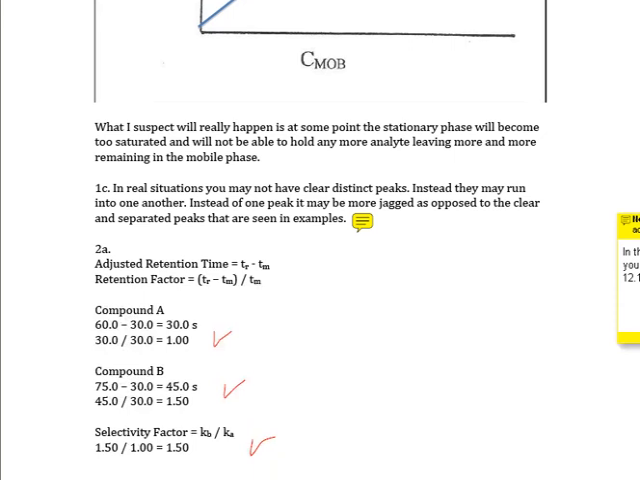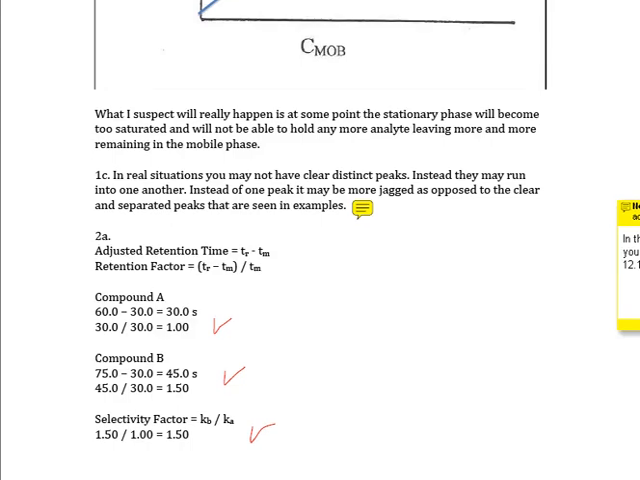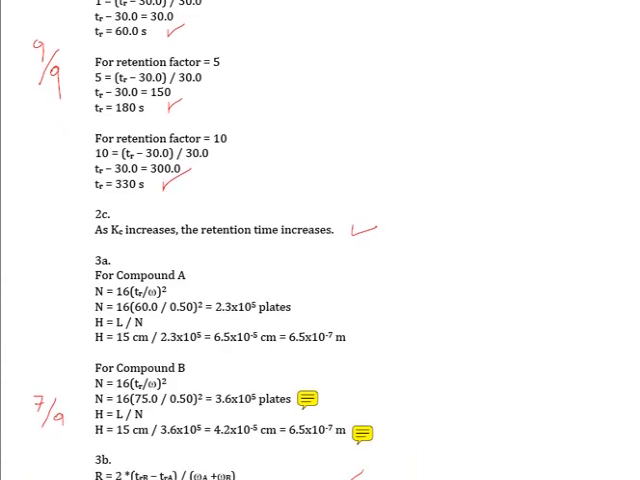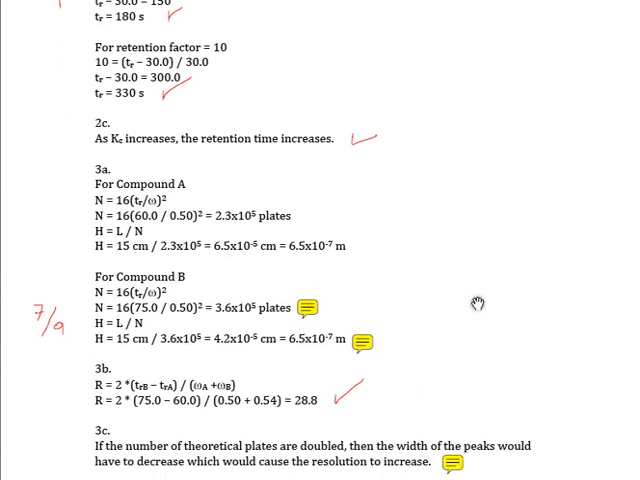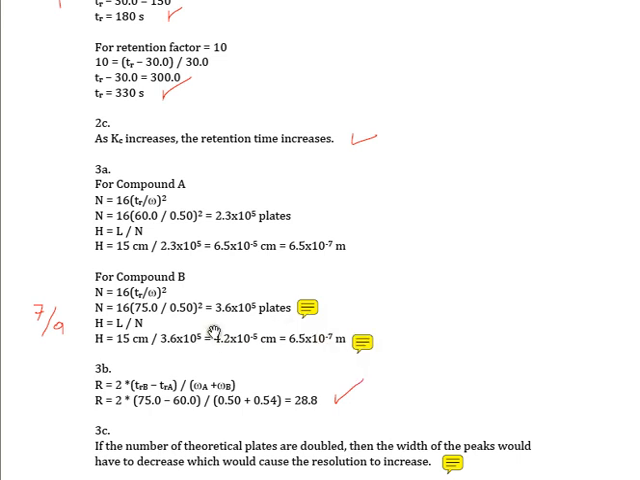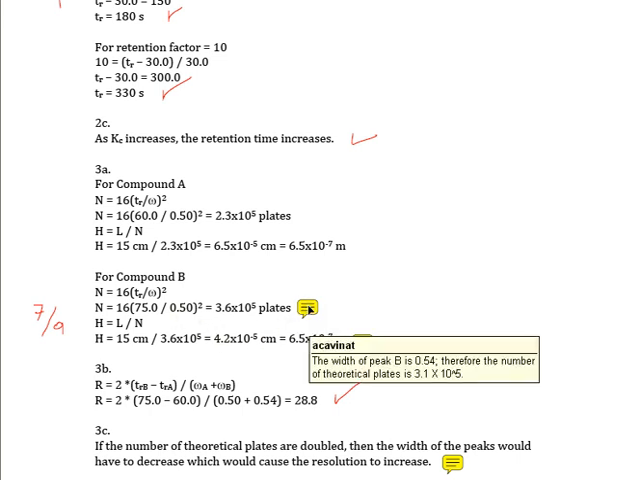Moving on to the next one, where you were going to calculate retention times and retention factors. Those are all correct, so I gave you full points. In number 3, if you see these little boxes, you can just click and see my comments. I think you just used the wrong number there. The width of peak B was actually 0.54. You used 0.50, so the calculation is incorrect. The number of theoretical plates was actually 3.1 times 10 to the fifth, but it's just a minor thing.